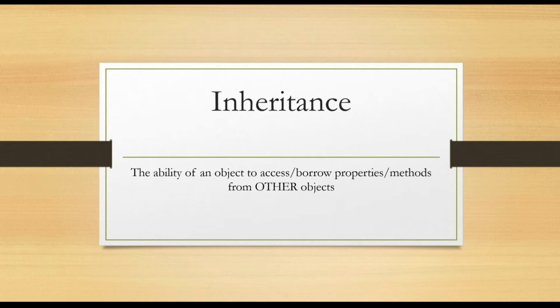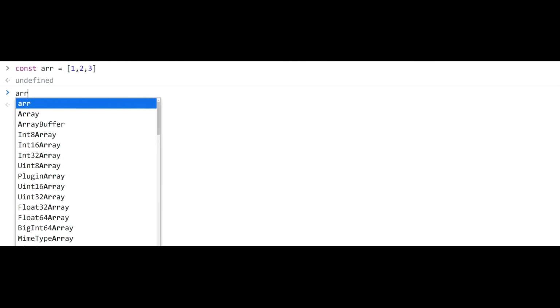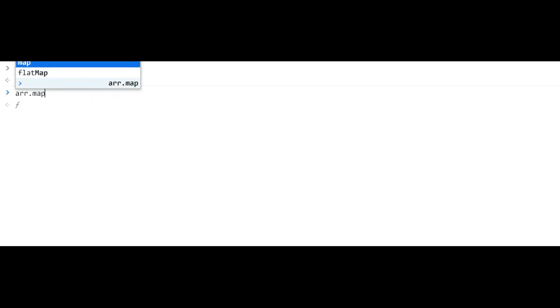All right, so that's what inheritance means, but how does it actually look in code and how does it work? Okay, let's take a look. In my console, I'm going to define an array literal, just holding the values 1, 2, and 3. Now, as we all know, arrays come with some methods like map, every, filter, and so on. But where do these methods come from? And what is storing them? Because we didn't define them.